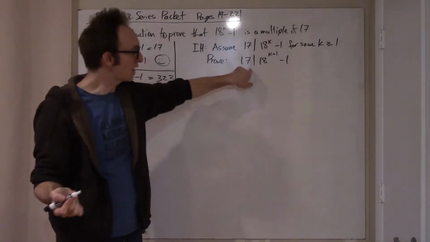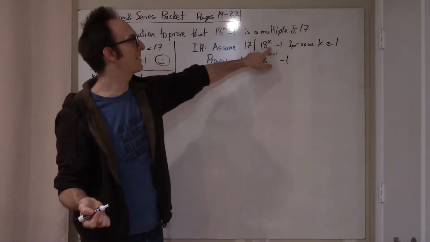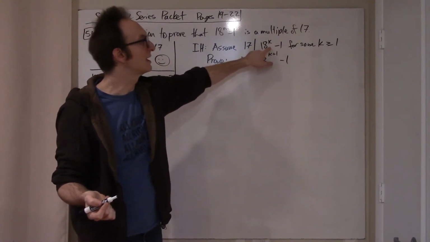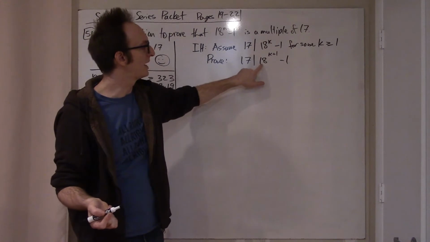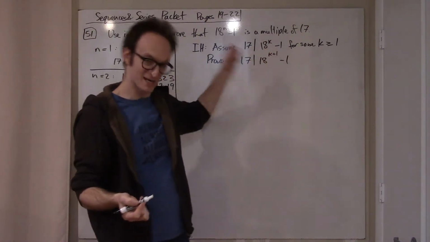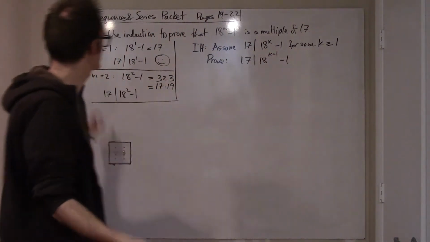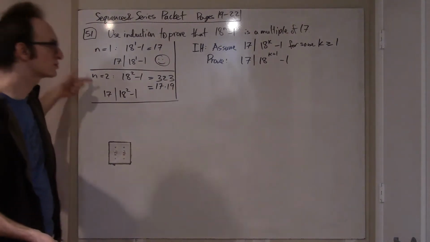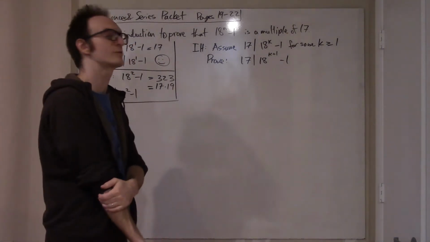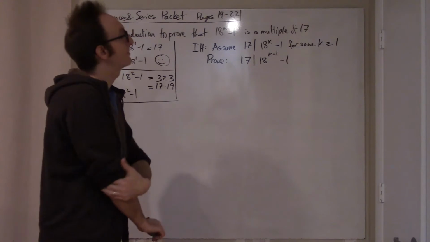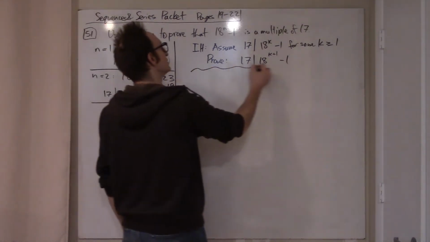Okay, if I can show that whenever 18 to the k minus 1 is a multiple of 17, that 18 to the k plus 1 minus 1 is a multiple of 17, then since it's true for 1, it must be true for 2, and since it's true for 2, it must be true for 3, and then that will show that it's true for all numbers. Okay, so that's my plan. Now I just have to do it.